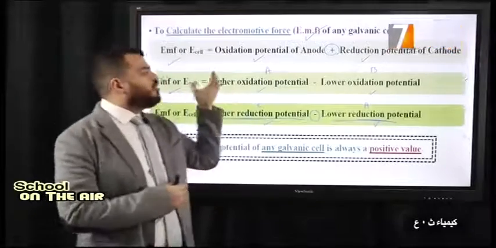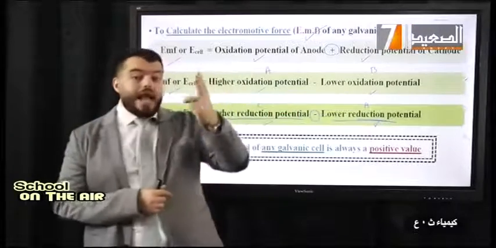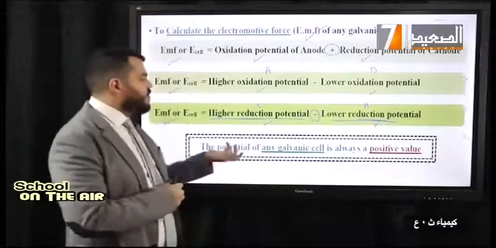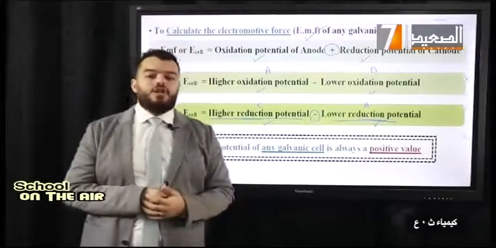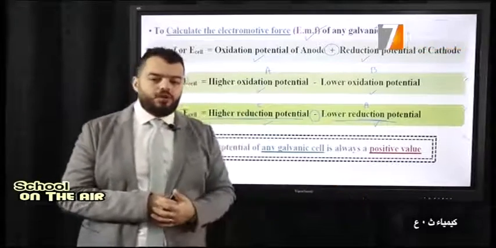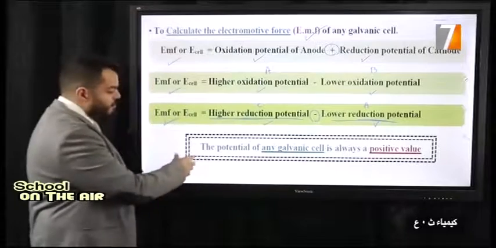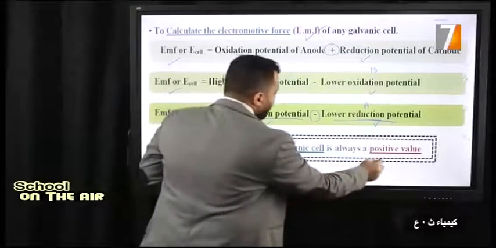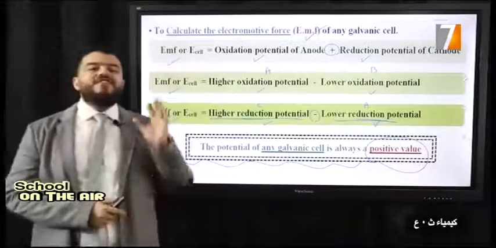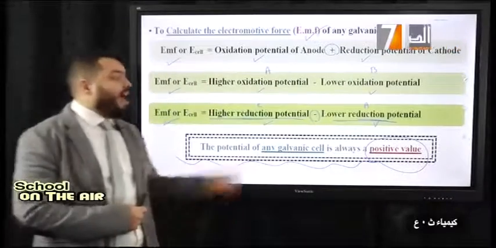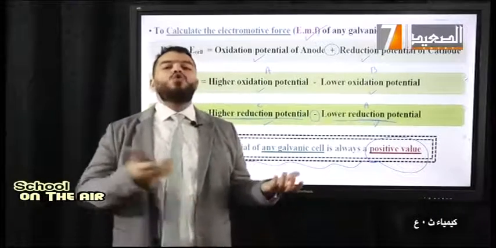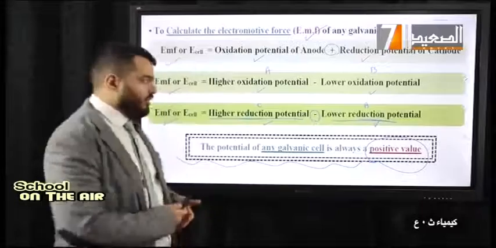If I give you the oxidation potential of the two elements, you will make the higher minus the lower. And if I give you the two reduction potentials of the two elements, you will make the higher minus the lower reduction potential. And the EMF we are measuring has to be a positive value, because the galvanic cell gives a positive value when it is spontaneous and when it produces an electric current.